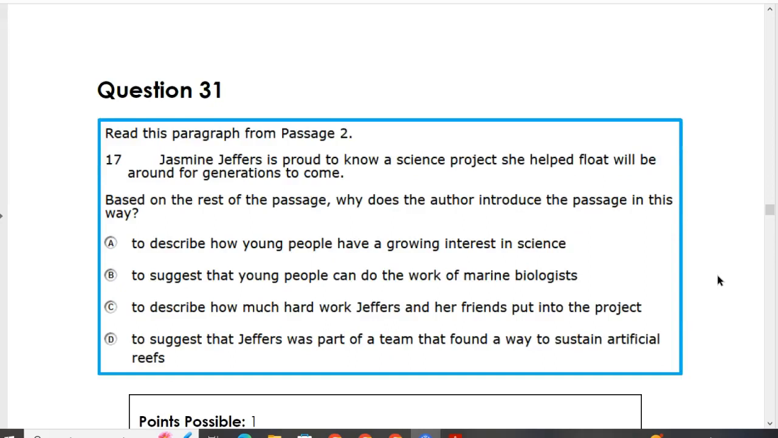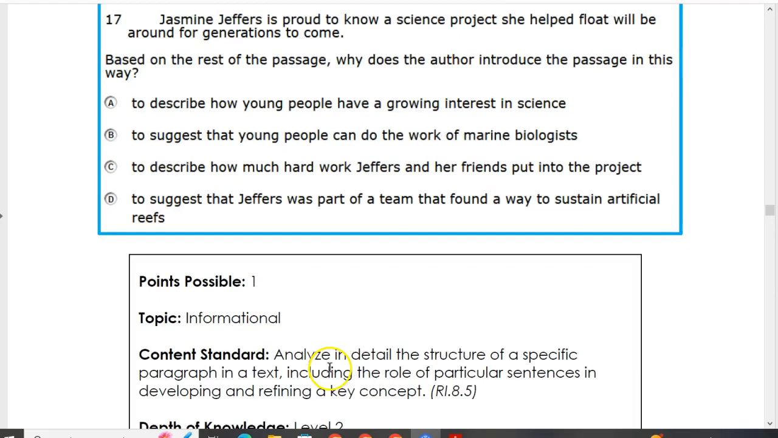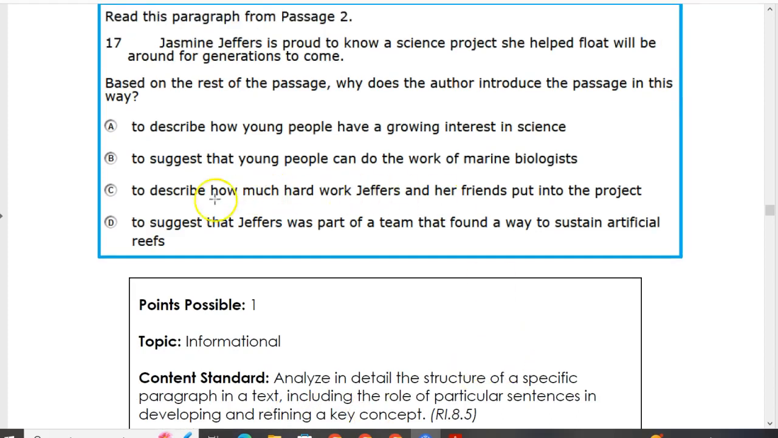Question 31. All right, in this, read the paragraph from passage 2. So we know we can find it in passage 2. Jasmine Jeffers is proud to know a science project she helped float will be around for generations to come. Based on the rest of the passage, why does the author introduce this passage in this way? So this is analyzing the structure of a specific paragraph in a text. So why was this put in here?